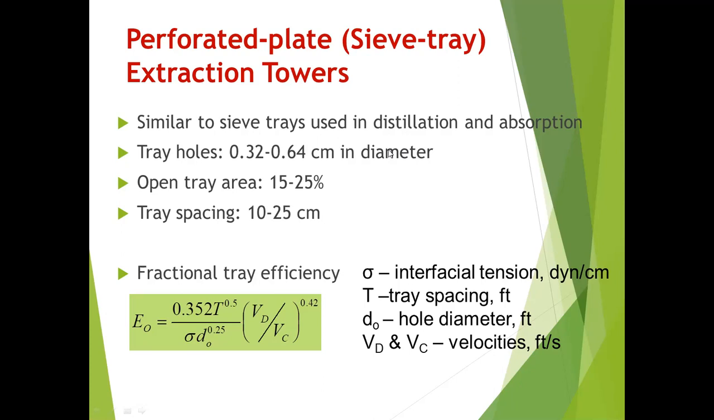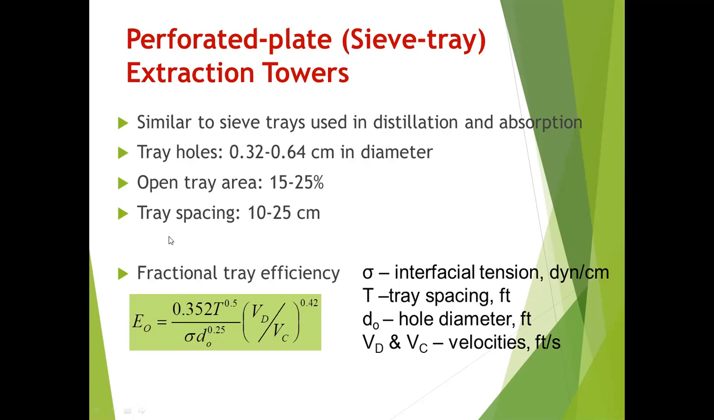This is actually the same sieve trays used in distillation and gas absorption. The diameter of the holes in the sieve ranges from 0.32 to 0.64 centimeters. The open tray area, that is if you add all the areas of the holes in the tray, is 15 to 25% of the entire tray area. So the holes must be small enough that the sum of their areas will not exceed 25% of the area of the entire tray.